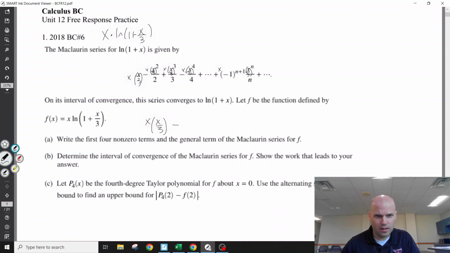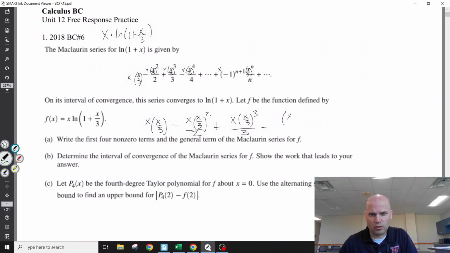That is the first term. It's like the x over 3 is composed times x. If you want to write it as x squared over 3, that's fine. This is x over 3 composed times x over 2. This is x over 3 composed times x over 3. This is x over 3 composed times x over 4.